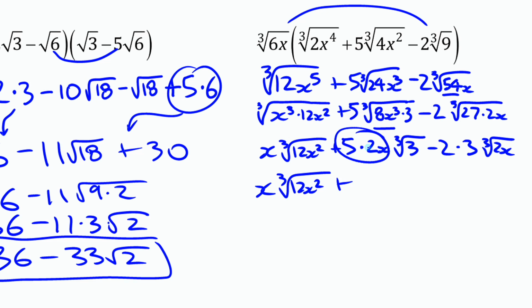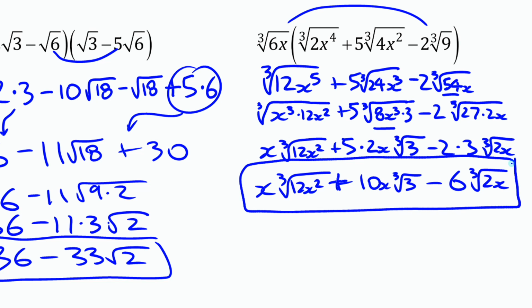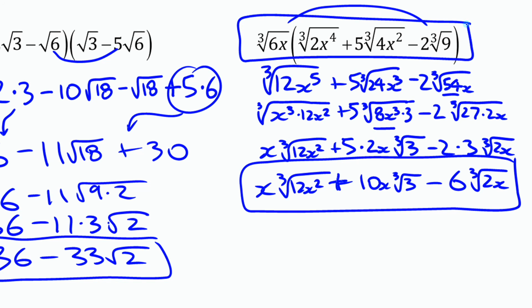this stuff together. You can make it 10x instead of 5 times 2x times cube root of 3, and then minus, we can make this into a 6 times cube root of 2x. All right, so that was a bit of work, but that is the simplest way to write the product of those two things. All right, so that is multiplying multi-term radicals.